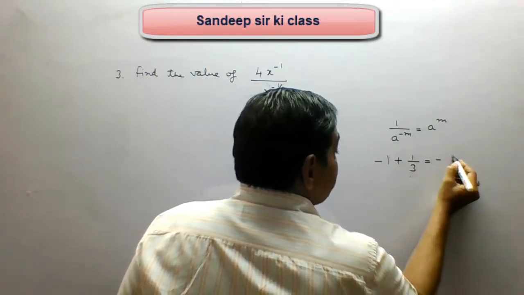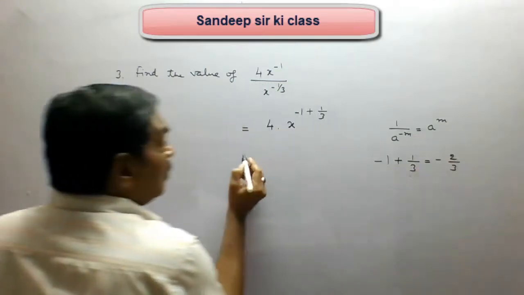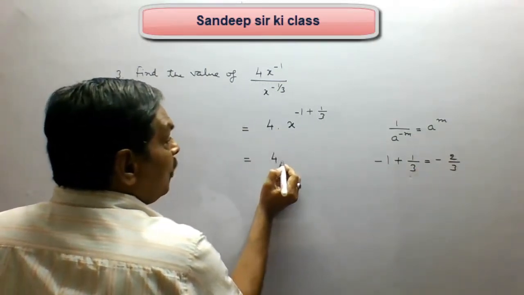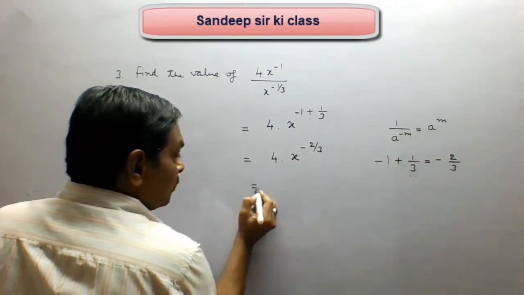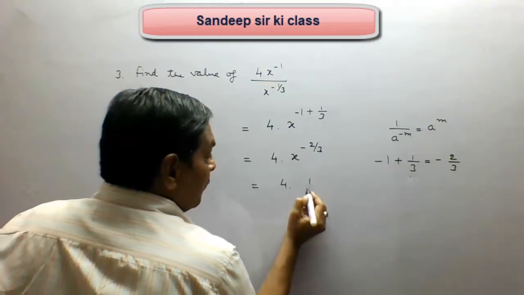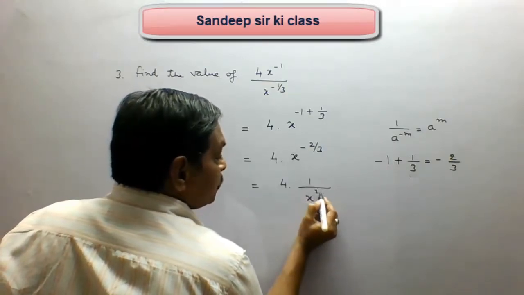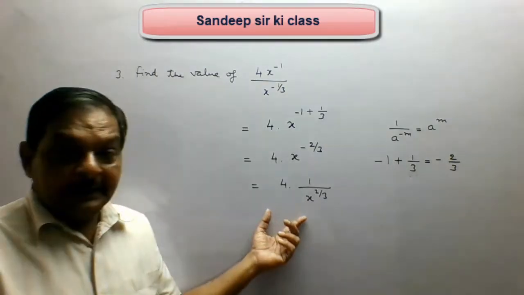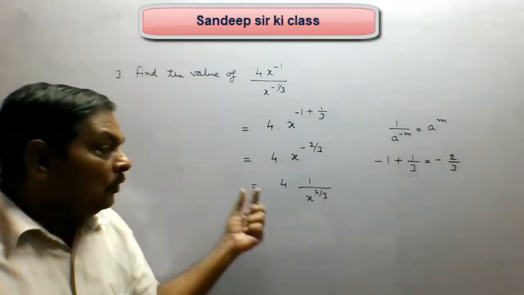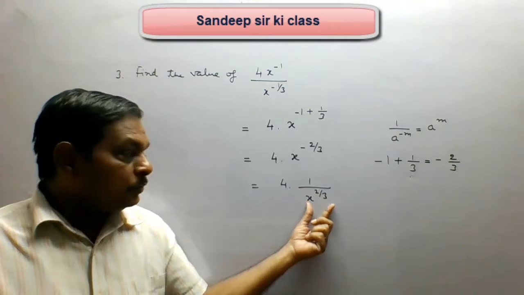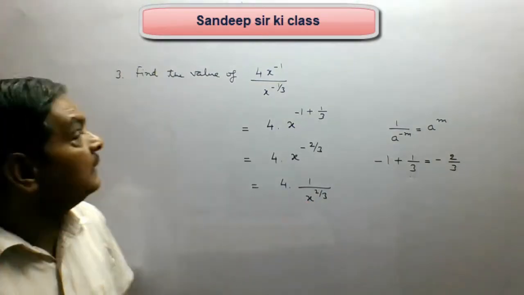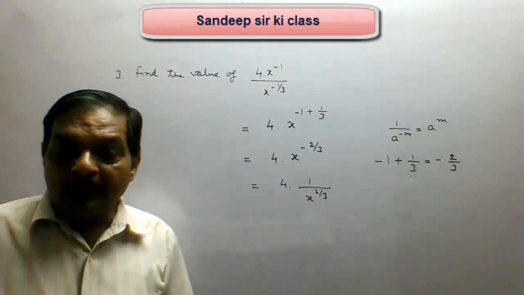It is minus 2 upon 3. So this can be written as 4x to the power minus 2 upon 3, which can also be written as 4 into 1 upon x to the power 2 upon 3. So the simplified value of the expression is 4 into 1 upon x to the power 2 upon 3. Now we will see problem number 4.